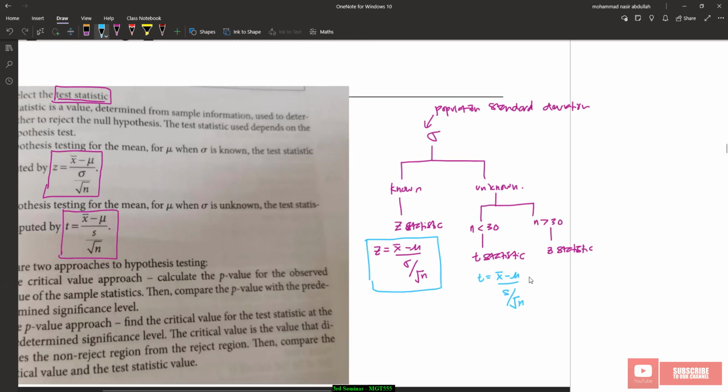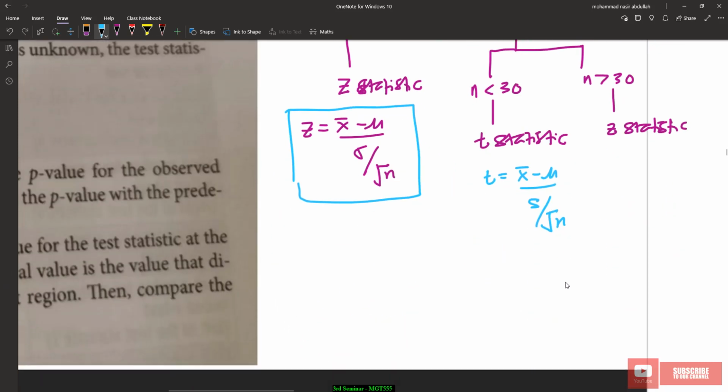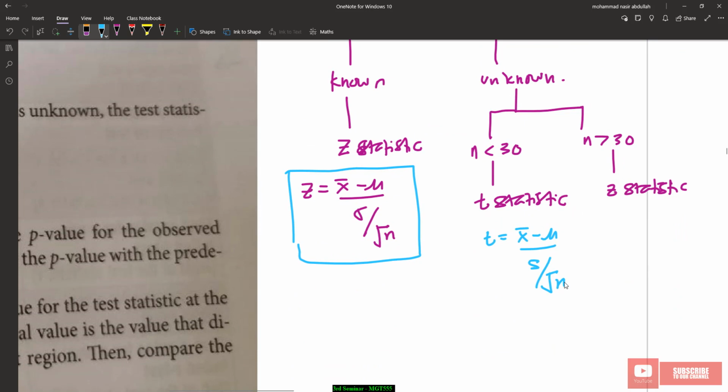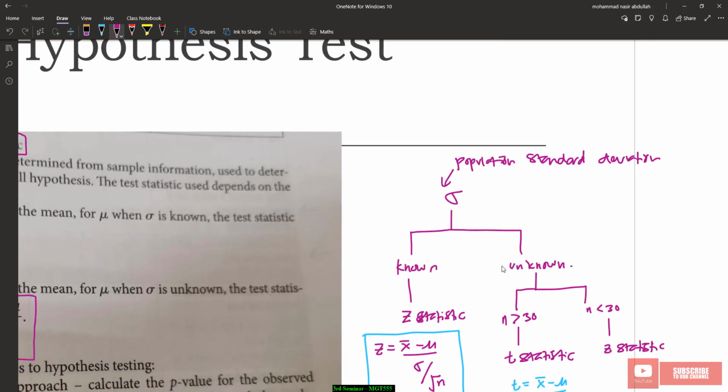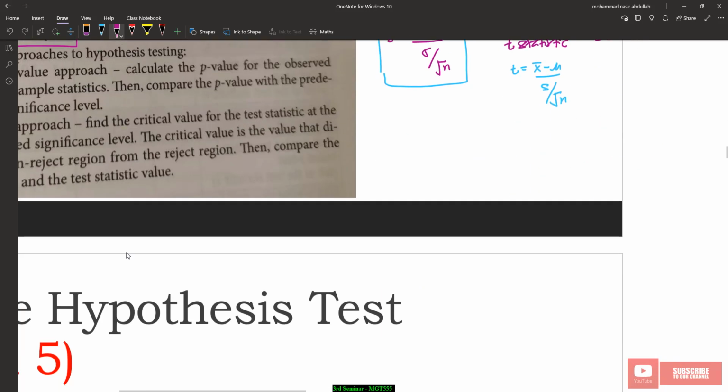Sorry, I got it the wrong way around here. When N is less than 30, use the Z statistic. When N is more than 30, use the T statistic. This is when the population standard deviation is unknown. Right?